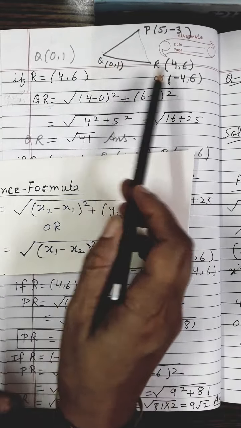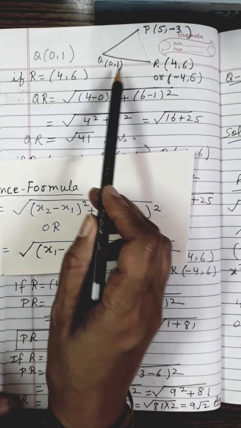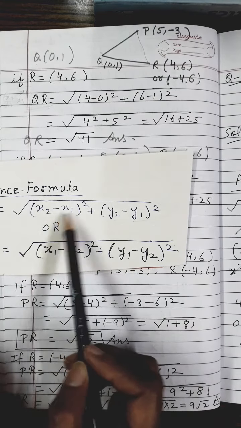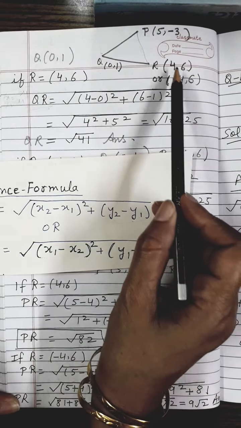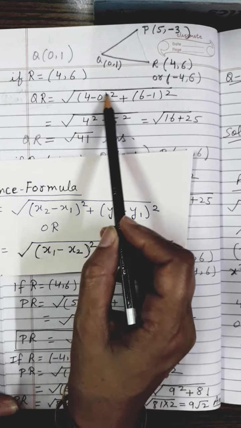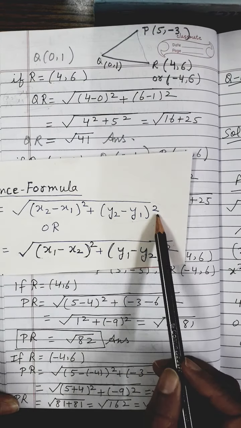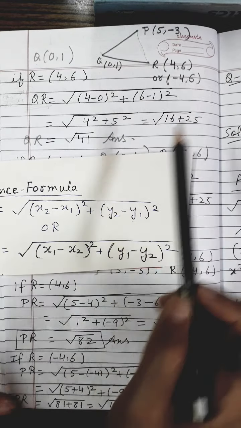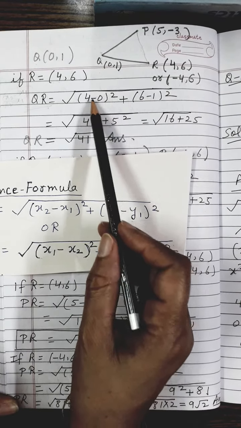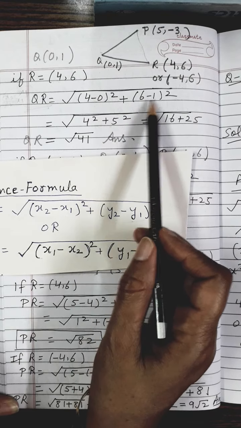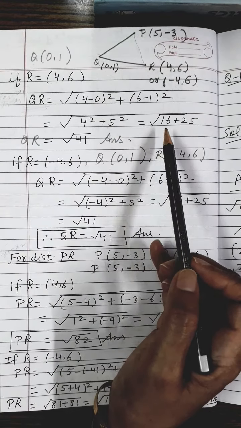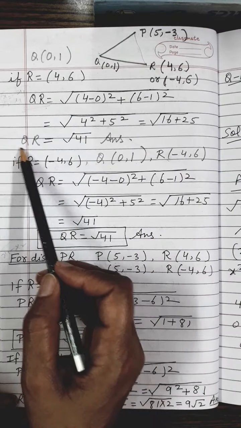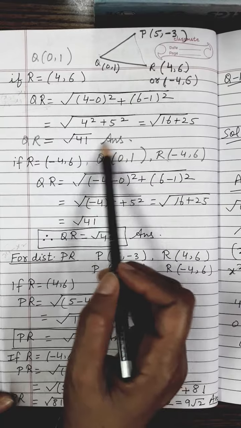So let us come to this distance. This is x1, y1 and this is x2, y2. So apply this formula. (x2 minus x1) whole square will be (4 minus 0) whole square, plus (y2 minus y1) whole square will be (6 minus 1) whole square, all under the square root. Next step is simply calculation. This will become 4 square and this will give you 5 square. Just square them, you'll get root of 16 plus 25, which gives you root 41. So distance QR is root 41. This is your one answer.